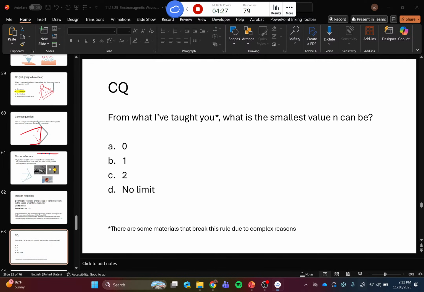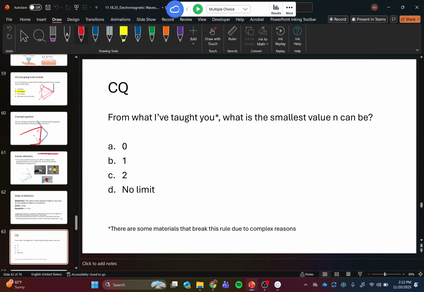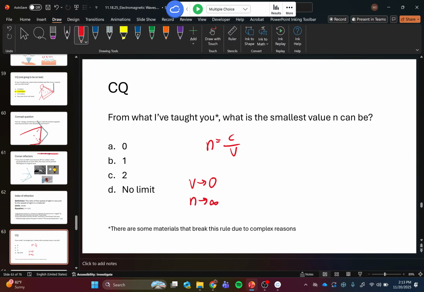All right, so what's the smallest value n can be? This is where we're just going to look at our equation and play around with it. So n equals c over v. So we're going to do something called boundary condition. We're going to look at our boundaries. When v is really small, let's just say it, as v approaches 0, what does n approach? Infinity. So there is no limit to n.